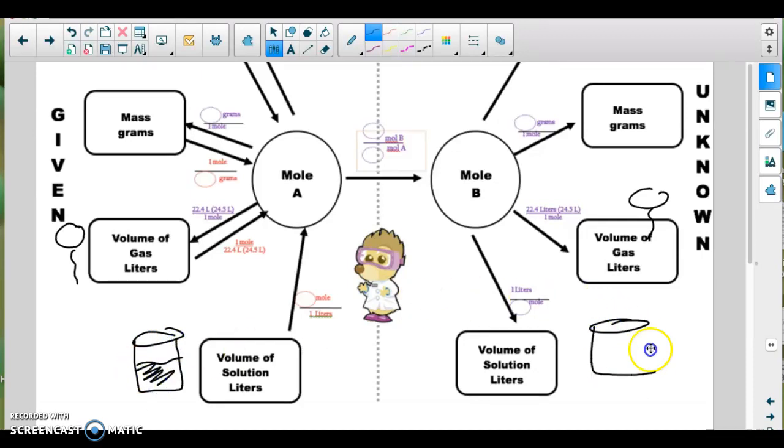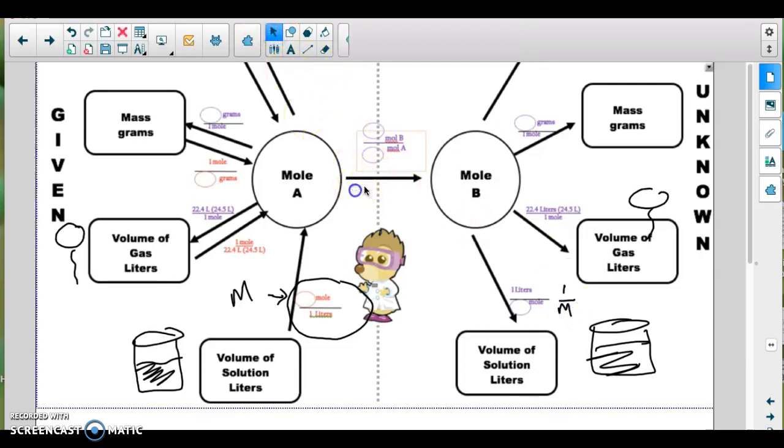So if you don't have these parts on your mole map, I would put them in. Moles per liter, this is the molarity. And here we go, 1 liter over the moles, so this would be really 1 over the molarity. Let me show you how that works.